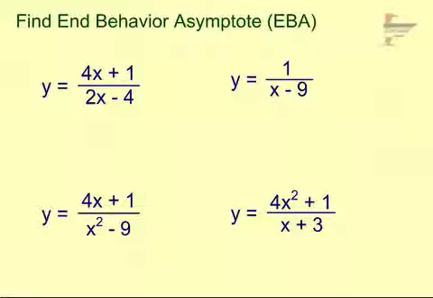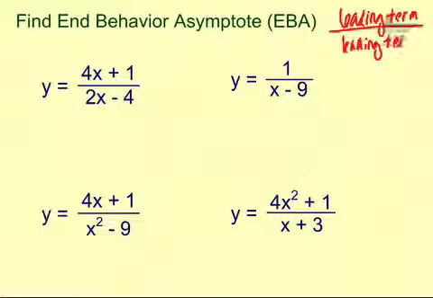To find end behavior asymptotes, what we want to do on this one is take the leading term from the numerator, put it over the leading term from the denominator. So if I look at this first example, y equals (4x plus 1) divided by (2x minus 4). Our leading term is a 4x over the leading term down here, which is a 2x.